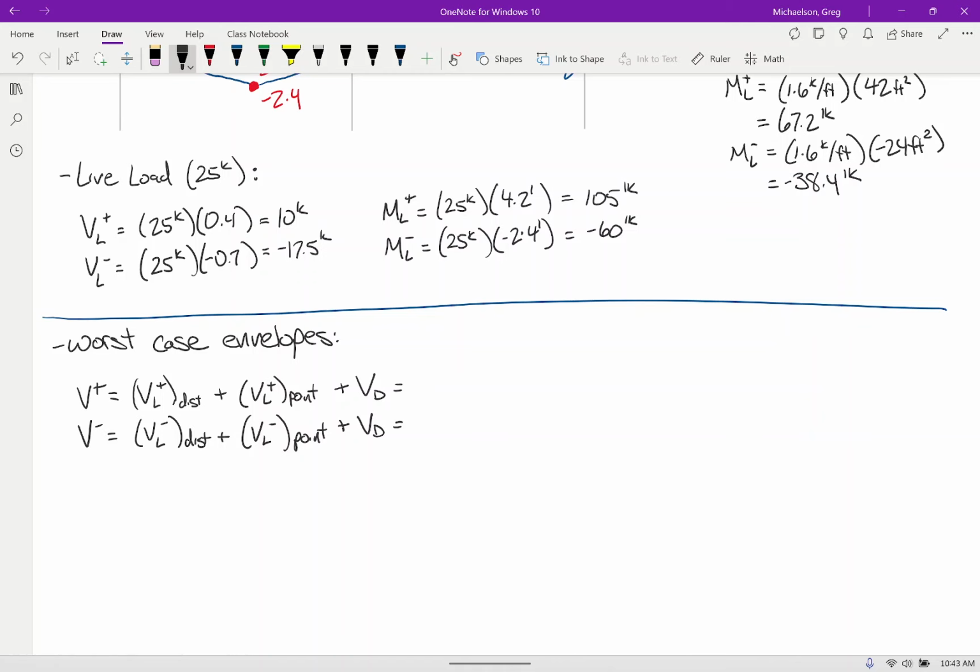Okay, so what do we got? Now, the dead load shear was 0, so that didn't really matter. But let's do some bookkeeping here. For the distributed load, this was 7.84 plus the point load, which was, what was the point load? 10 kips? This was negative 7.84 plus, and this was negative 17.5. Then I guess don't forget the 0.